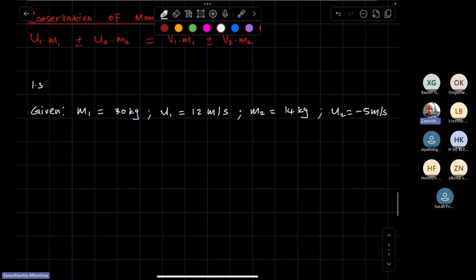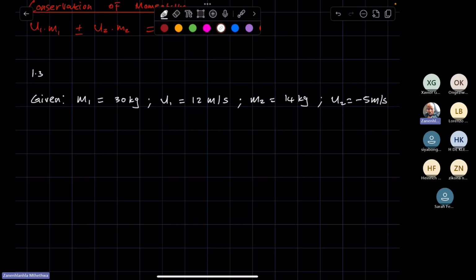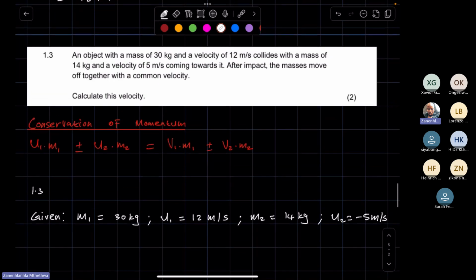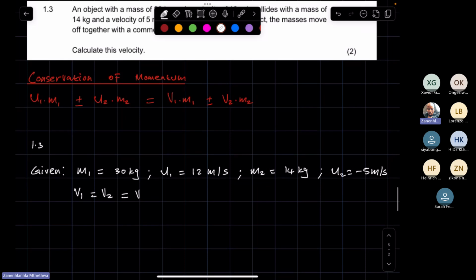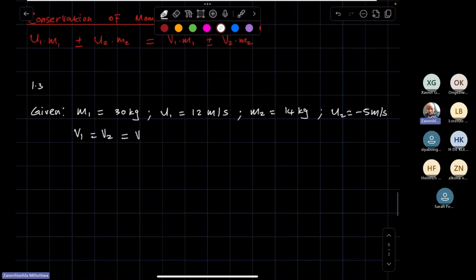Right. And then we're also told that after the collision, the two move at a common velocity, meaning that the final velocity of 1 is equal to the final velocity of 2, which is equal to v. And the question is to calculate this velocity. So they want us to calculate this here. This is what we're missing. That is what they want us to calculate.